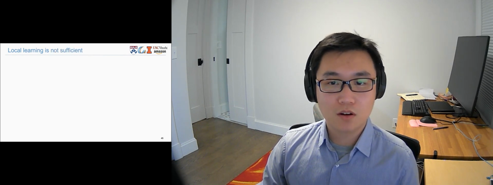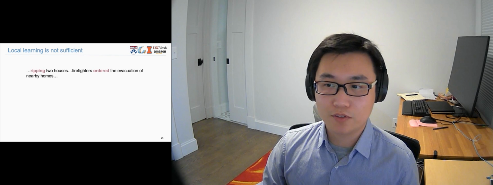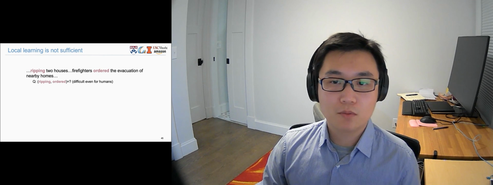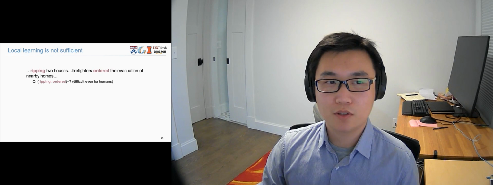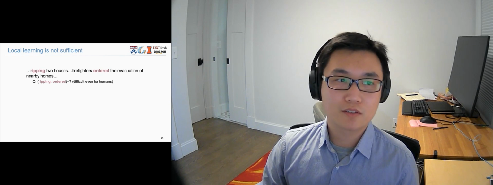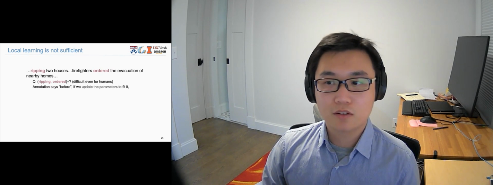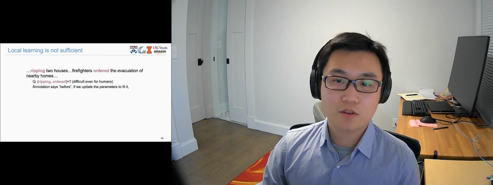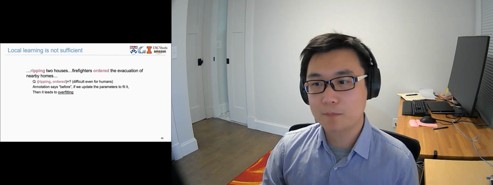Our argument is local learning is not sufficient. In the previous example, imagine a learning algorithm is looking at this pair, ripping and ordered. Even for humans, when we only look at the local context, we don't know the relation between ripping and ordered. We don't know whether it's ordered first and then rip the houses off the ground, or it's rip the houses off the ground and then order the evacuation. But now, imagine we are a machine learning algorithm. Annotation says the label is before. So the algorithm will simply update the local model to fit it, which leads to overfitting.